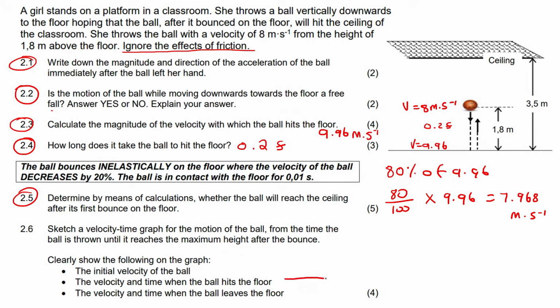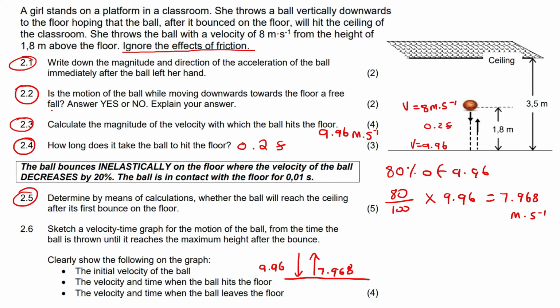So let's just quite quickly draw a picture for ourselves here. We know that it hits the ground at 9.96, and we know that it bounces up at, what did we say? 7.968. Okay. Now, determine by means of calculations whether the ball will reach the ceiling. Okay, so the ceiling is 3.5 meters away.